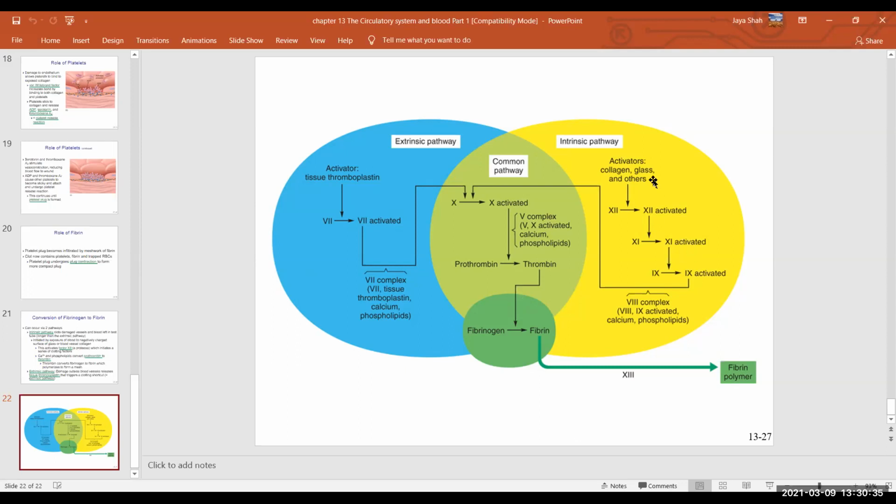So here, either it is glass or collagen, which are negatively charged, and other stuff that activates the platelets, and that activates clotting factor 12. Then activated factor 12 activates factor 11. Activated factor 11 activates factor 9, and then activated factor 9 makes the complex.